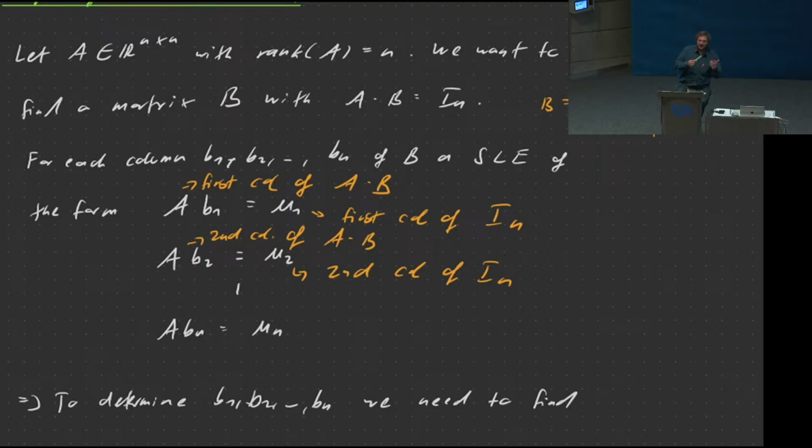Right? So remember, B is our unknown. We want to determine B or find out if it exists at all. But let's assume it will exist. We want to determine it. Then what we have to do is solve this equation system to get the first column of B. We have to solve this equation system to get the second column of B, and so on up to this point. So that means we just need to solve n equation systems. We know how to solve equation systems. It's all just Gaussian elimination. So again, that should be easy.